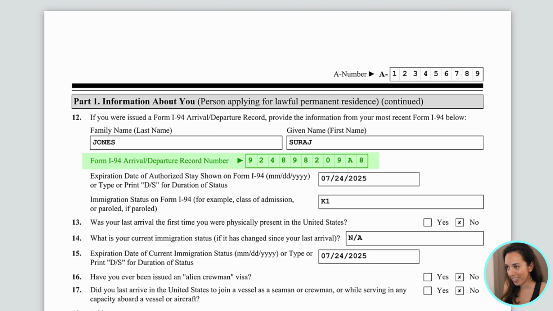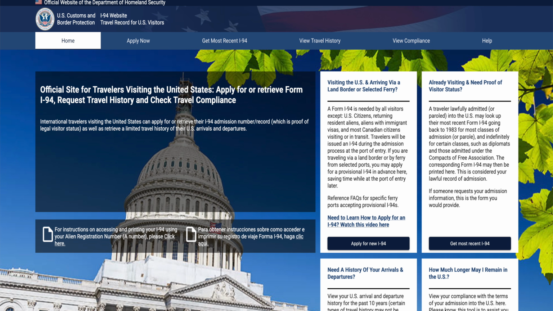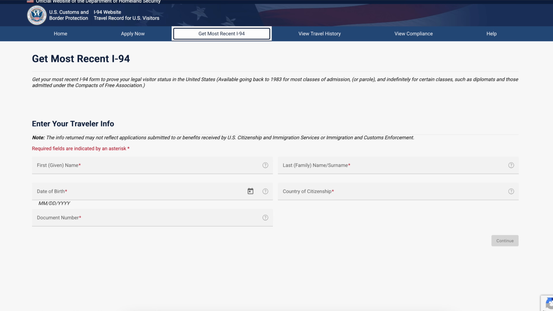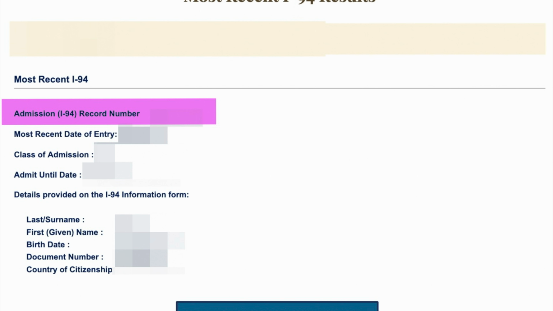So to get this record number, you're going to log on to the I-94 CBP website. Once on the CBP website, you'll click on Get Most Recent I-94. You'll fill out the beneficiary's information here on this page, and then you should see the most recent I-94. The arrival departure record number will be displayed here.